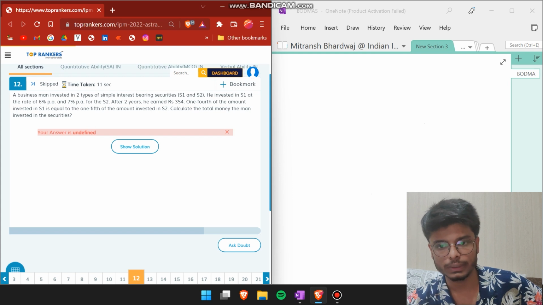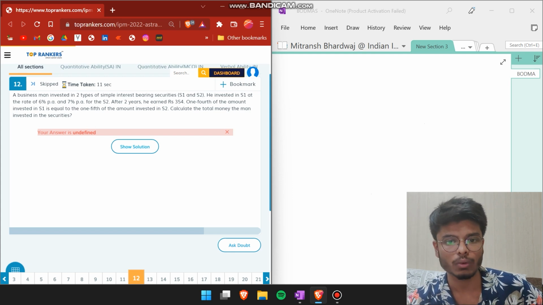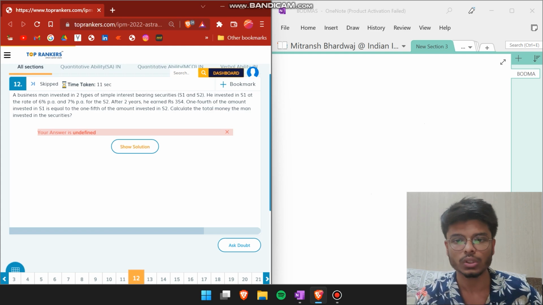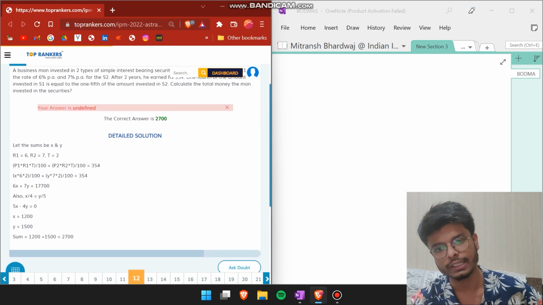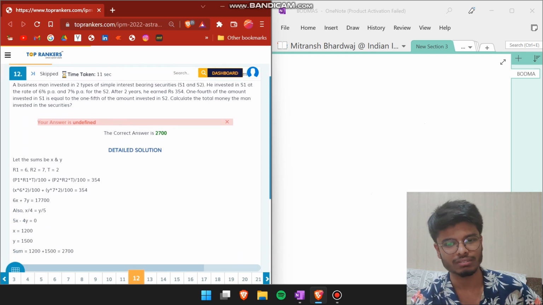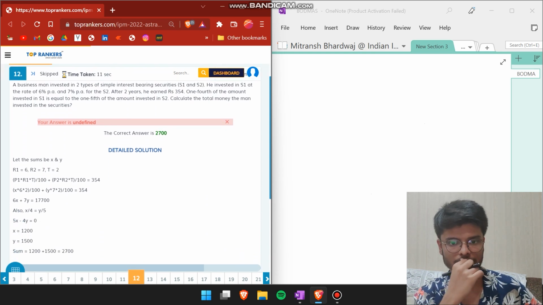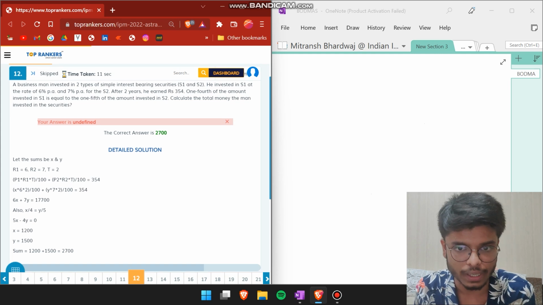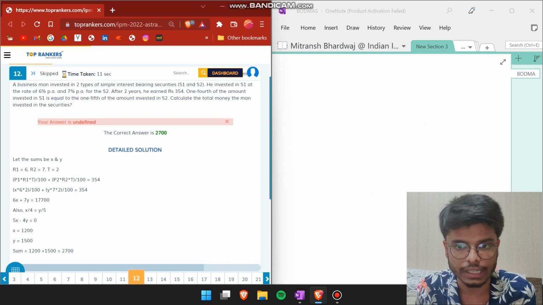After 2 years, he earned rupees 354. 1/4 of the amount invested in S1 is equal to 1/5 of the amount invested in S2. Calculate the total money the man invested in securities. Simple case of ratio proportion twinged with a bit of interest. So let the sums be x and y. So R1 equals 6, R2 equals 7, and T equals 2.